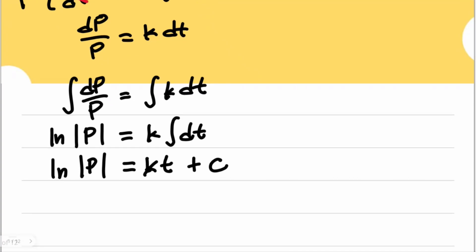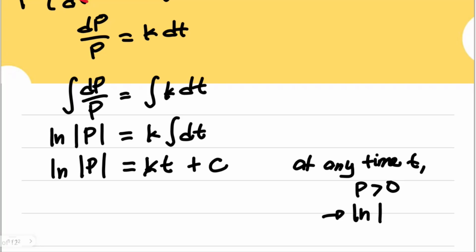Now, we would like to come up with a formula for P, not the absolute value of P. At any time t, we know that P is greater than 0, because that talks about population, right? That means that the natural logarithm of the absolute value of P can be written as just the natural logarithm of P, because P is greater than 0. So with this, we'll have the natural logarithm of P is equal to kt plus C.